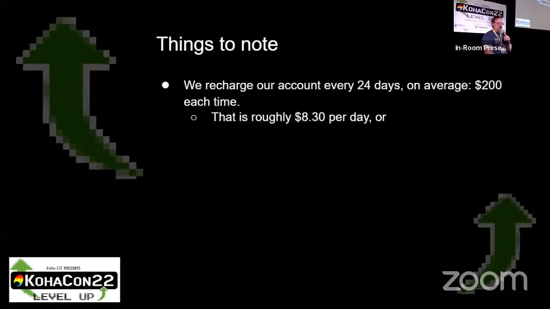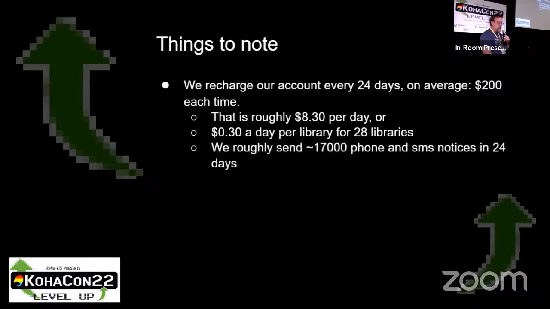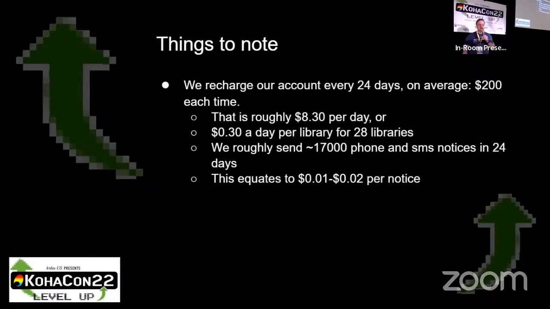That's roughly $8.30 a day, or 30 cents a day per library for 28 libraries. So we have 28 libraries, and dividing that up, that's 30 cents a day. That's not bad. We roughly send about 17,000 phone and SMS notices in 24 days. This equates to about 1 to 2 cents per notice. It's not a bad deal at all.